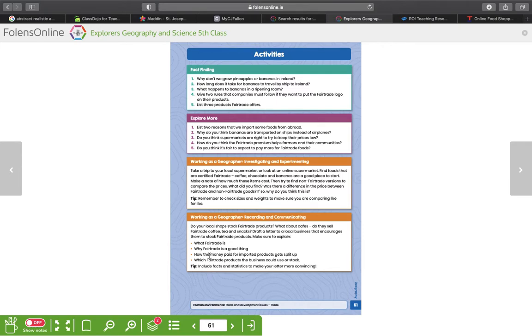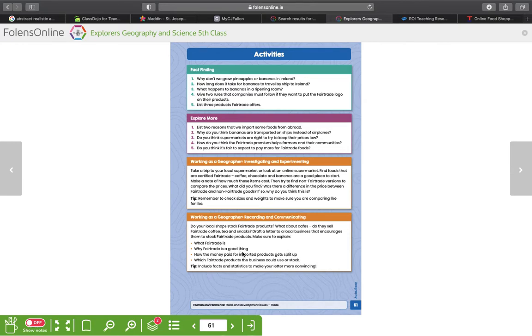You want to also explain how the money paid for imported products gets split up. Again, using your chapter and the facts and figures you've learned from your chapter. And you definitely want to explain which fair trade products the business could use or stock. So certainly if we're talking about cafes, the coffee, the chocolate, the tea, etc. So include facts and statistics to make your letter more convincing. We're pretending that we're writing this letter to try and persuade a local cafe to stock fair trade products.